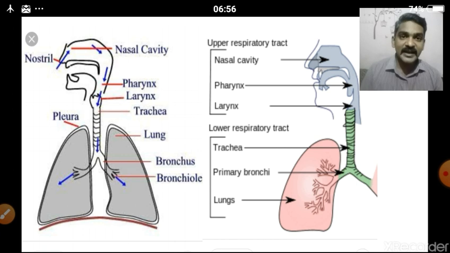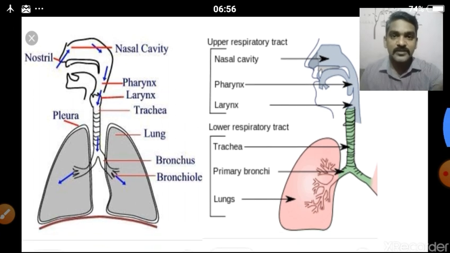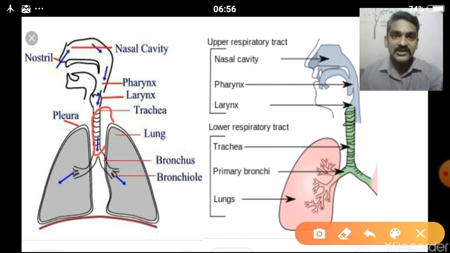After the larynx, it reaches the trachea. You can see here the pipe-like structure, the trachea. So the trachea is called the windpipe. It is cartilaginous so that the collapse of the air passage will not happen. The structure is designed in that way only.